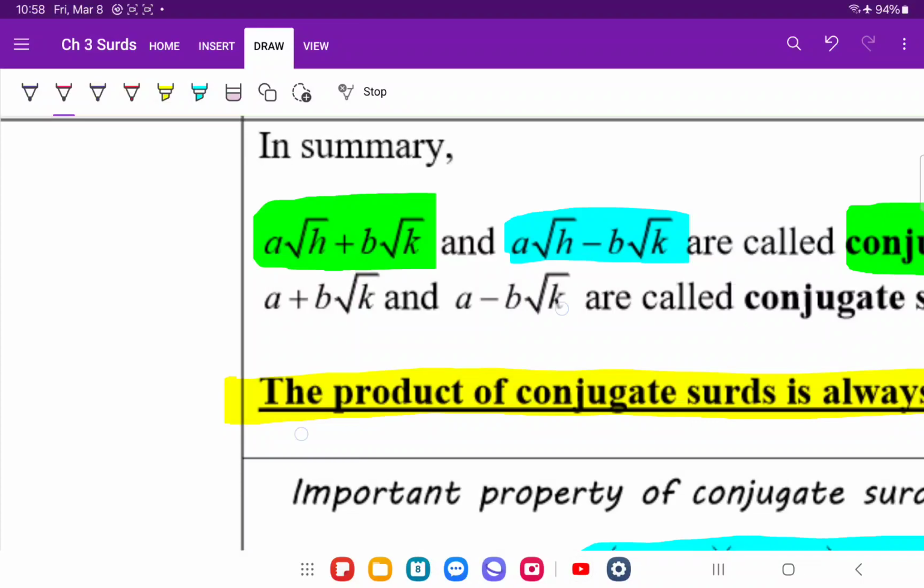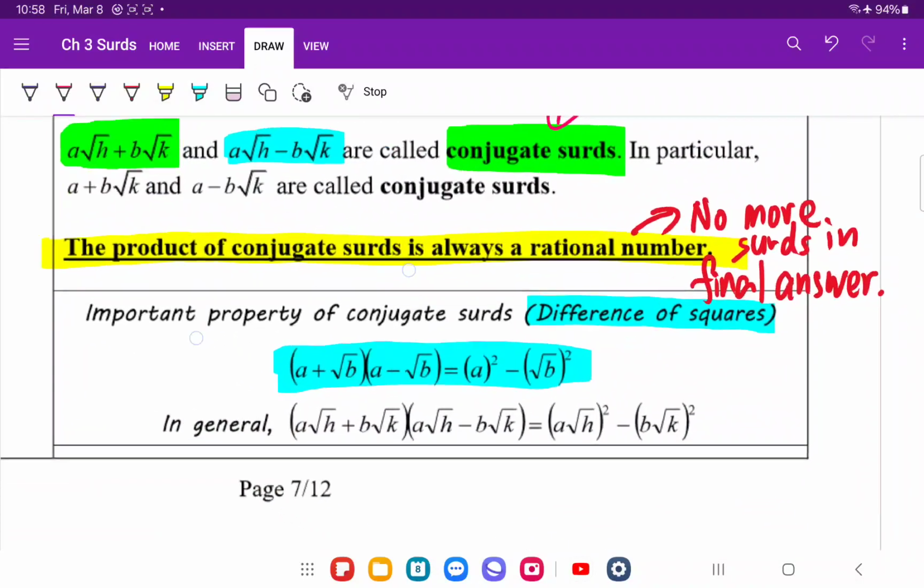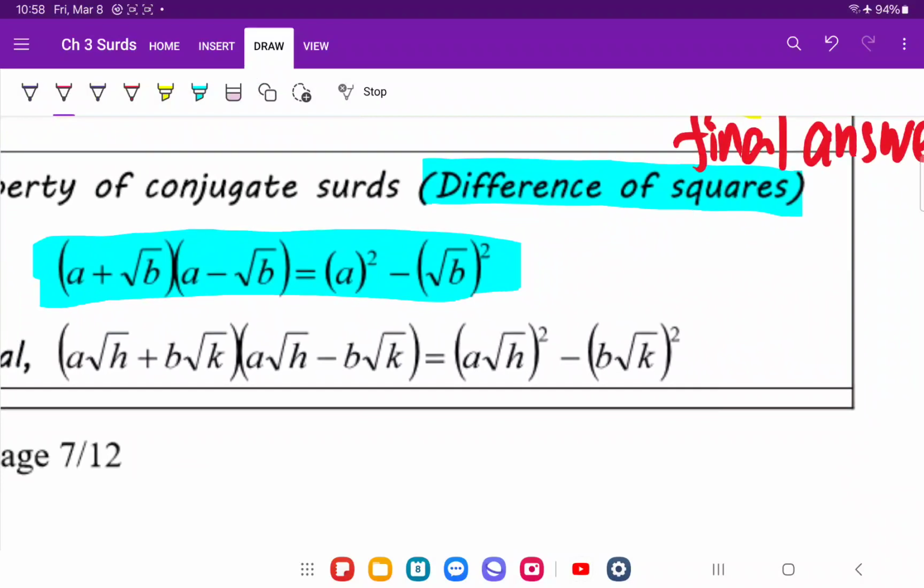And why is this important? Because it involves the difference of two squares, a squared minus b squared. This concept repeats itself millions of times in this topic. In fact, it is the only technique in this chapter. You cannot say you don't know this after you step out of the class today. I hope this is very clear with all of you.